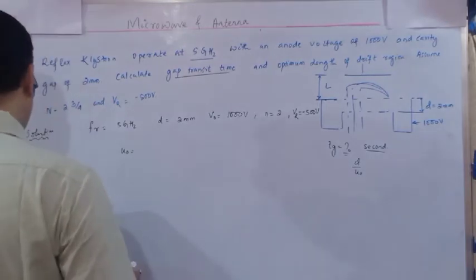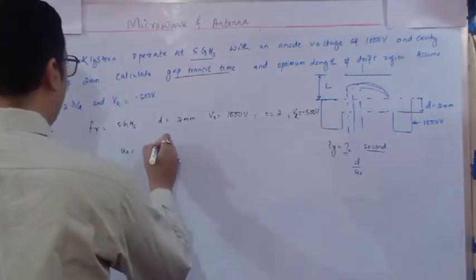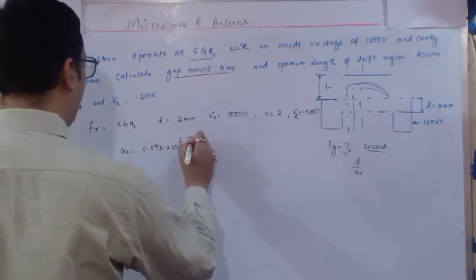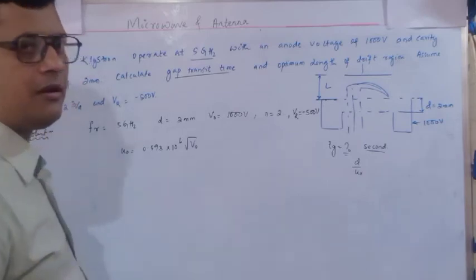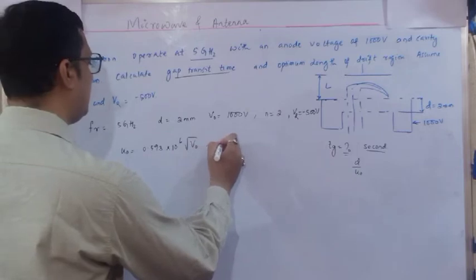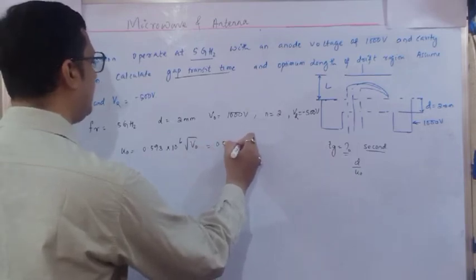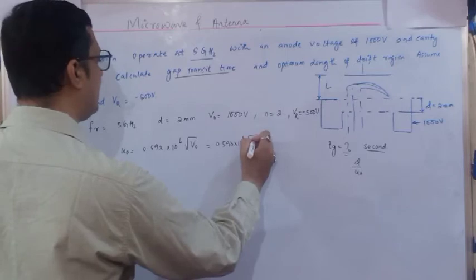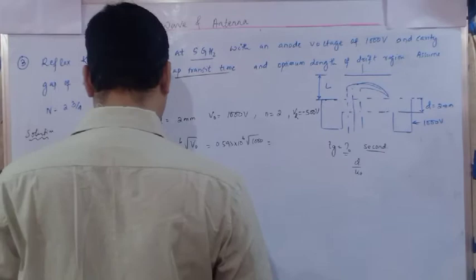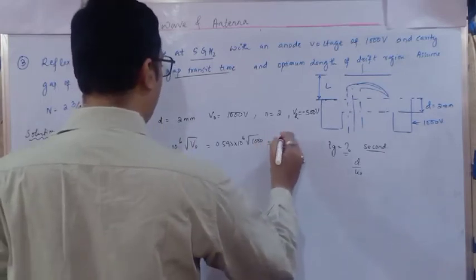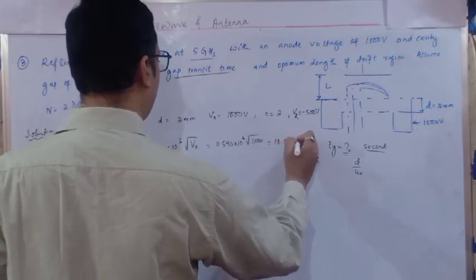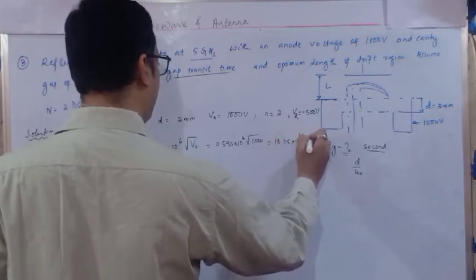So I will write u naught is equal to 0.593 into 10 to the power 6 root over V naught. Done. Root over of DC beam potential. So here I will substitute 0.593 into 10 to the power 6 and 1000 volt. If you solve this, you will get your velocity is around 18.75 into 10 to the power 6 meter per second.